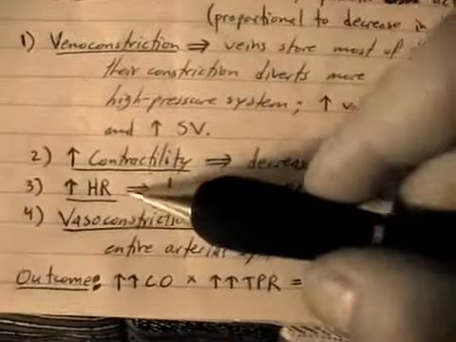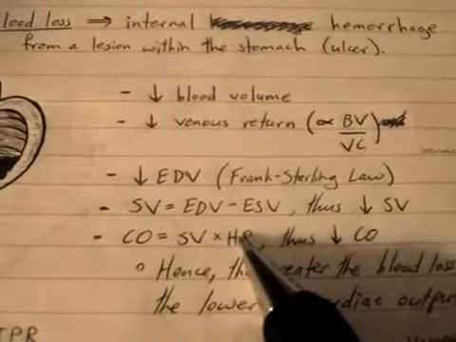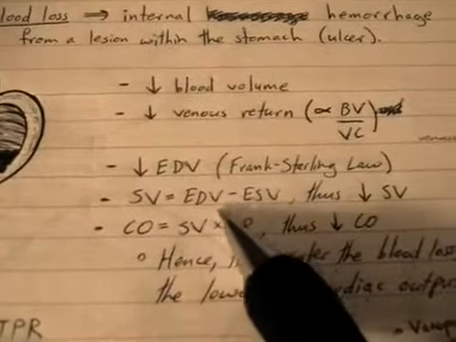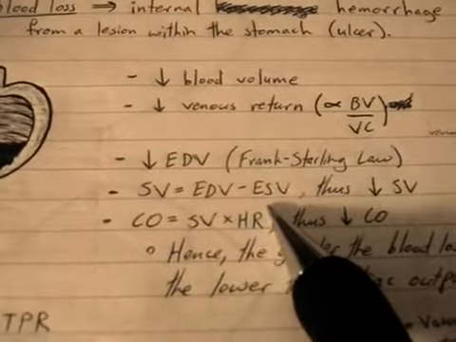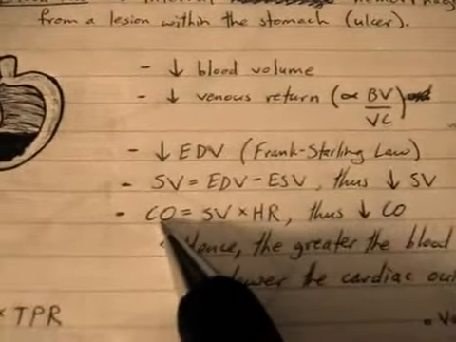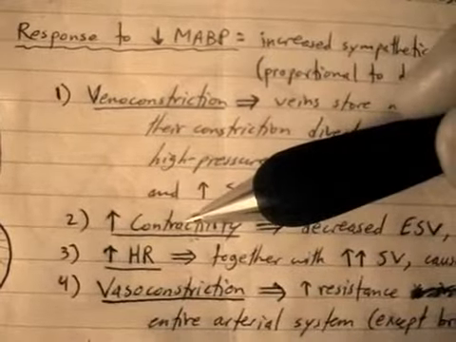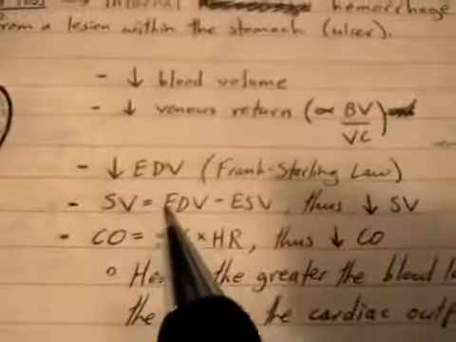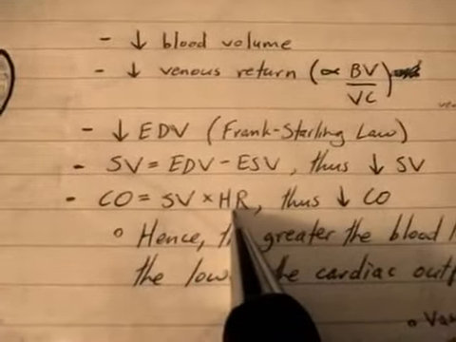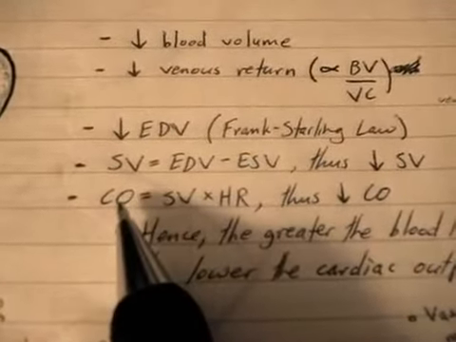Third is an increase in heart rate. We know from the equation cardiac output equals stroke volume times heart rate that when either stroke volume or heart rate increases, cardiac output increases. So here we have increased heart rate as well as increased stroke volume due to venoconstriction and increased contractility. So an increased stroke volume and an increased heart rate together greatly increase cardiac output.